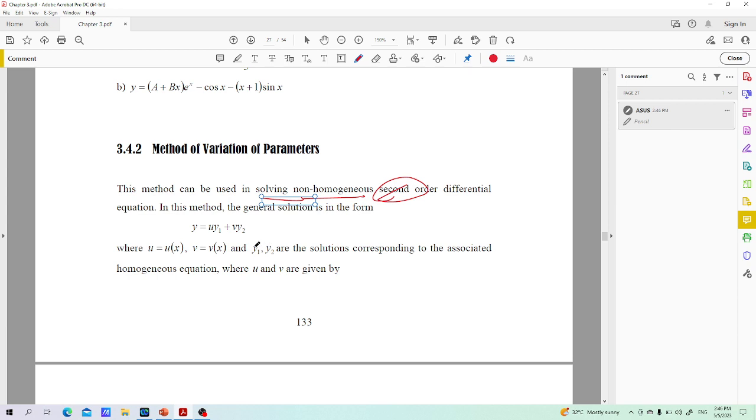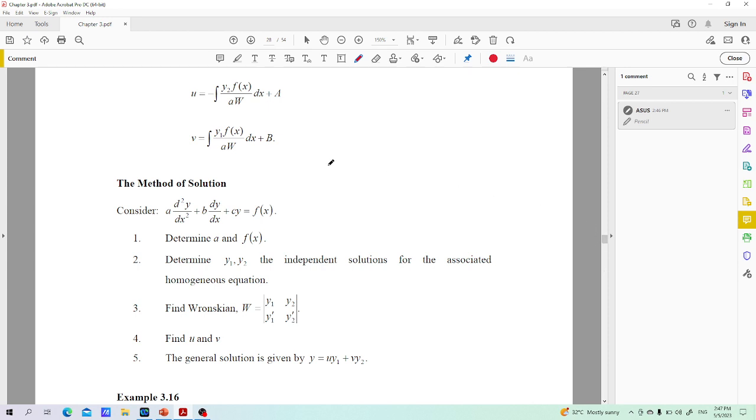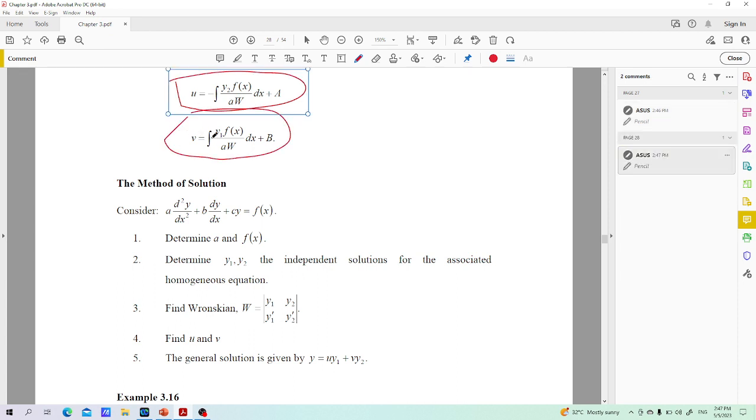So the difference is that it is second order. We will have this type of solution: y equals u y1 plus v y2, where we have a function of u and a function of v, and y1, y2 are solutions corresponding to the associated homogeneous case. So we have this formula, and we have this formula.